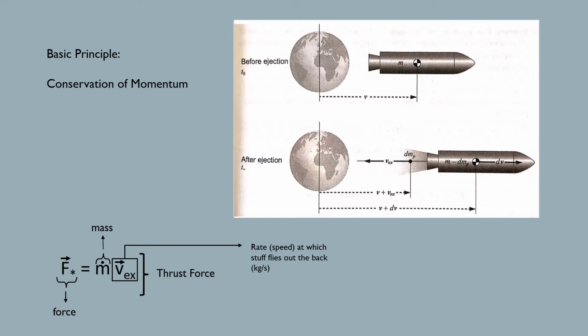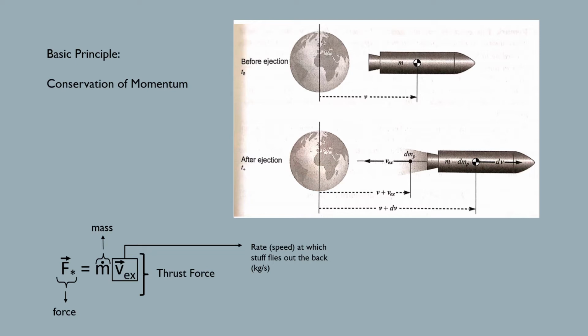Firstly, we can start out with the basic principle, which is the conservation of momentum. Momentum is conserved, meaning that it cannot be created nor destroyed. Conservation of momentum tells us that total momentum always has to be zero, and this is what makes a rocket go forward. To show you a visualization, we can move to the first figure, which is before ejection, meaning that momentum is equal to 0.